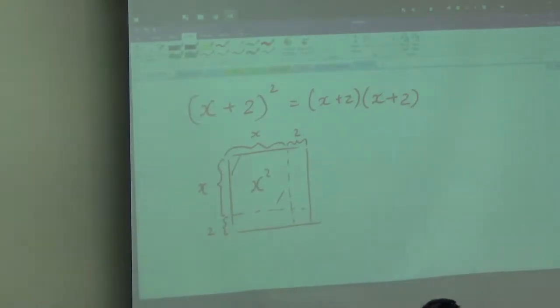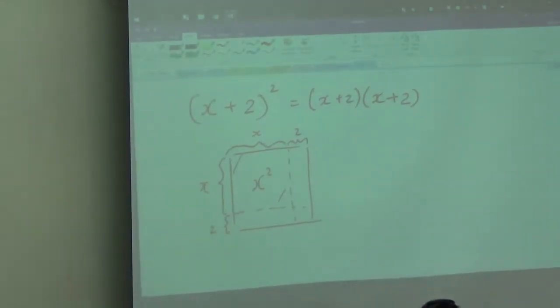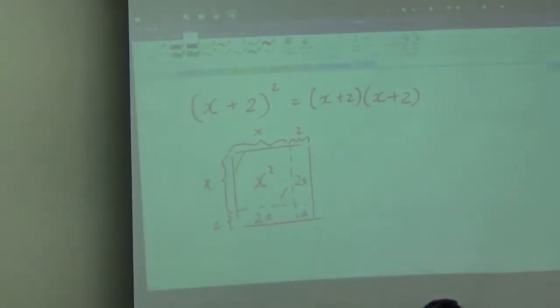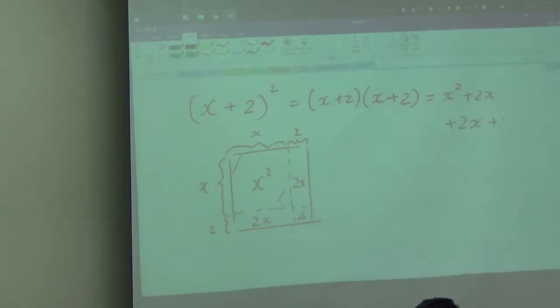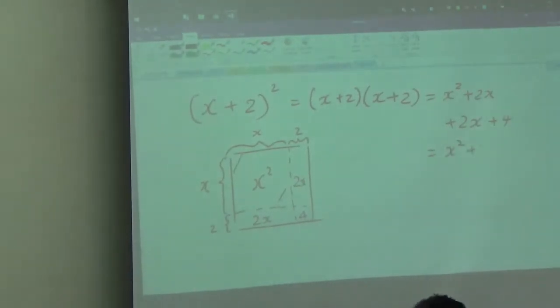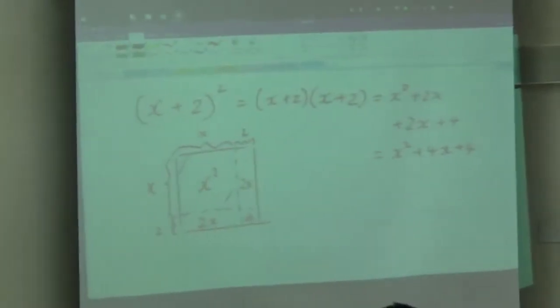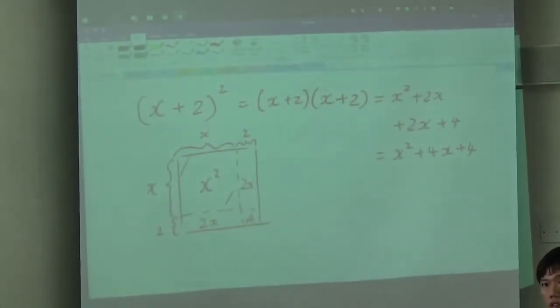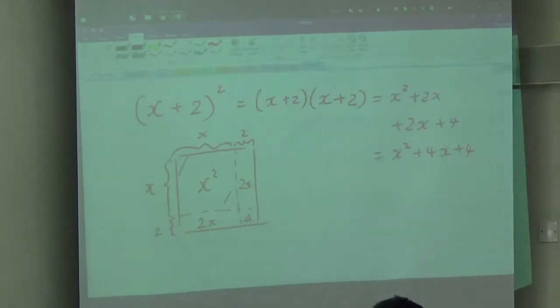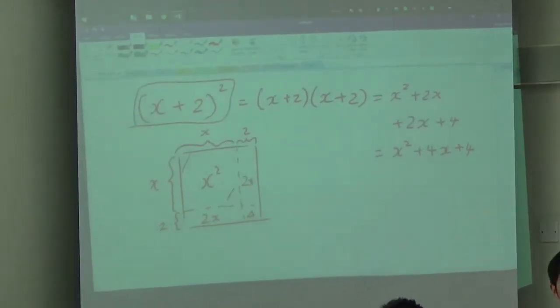What do we have over here? This part? 2x. This part? 2x, and the last bit? 4. This tells us that this is equal to x squared plus 2x plus 2x plus 4, which is x squared plus 4x plus 4, which is how you expanded, right? Okay, so this is the pictorial representation for a perfect square like this.